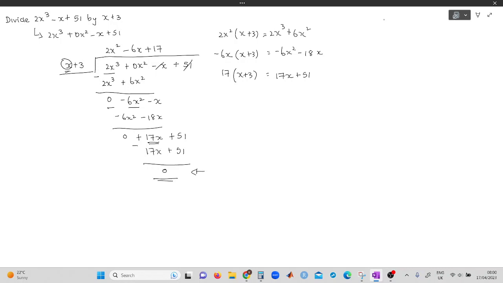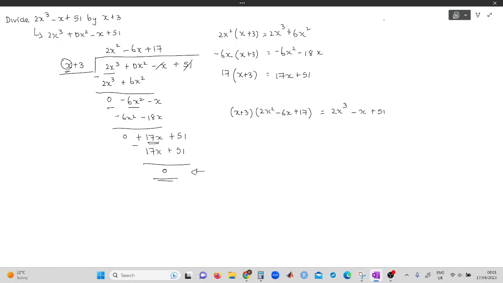Voilà. So this is how you do the division of polynomials. Here we have 0, but at some point you might get a remainder. So we will work one where you get a remainder. When I finish the division, I have found the quotient for this one. So I can write x plus 3 multiplied by 2x squared minus 6x plus 17, which gives the cubic 2x cubed minus x plus 51. Okay? So this is how you proceed with division of polynomials.